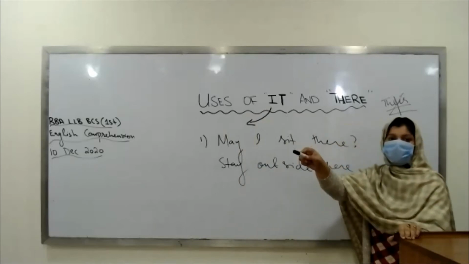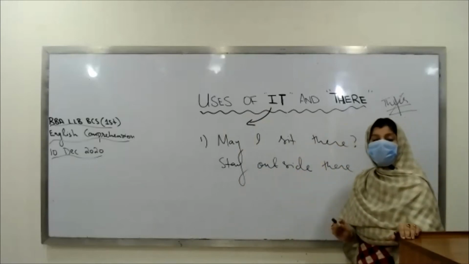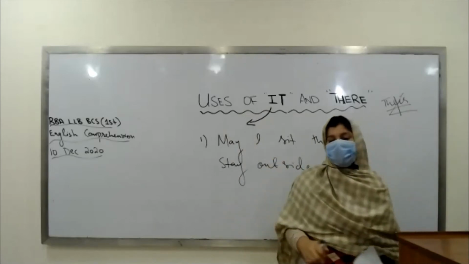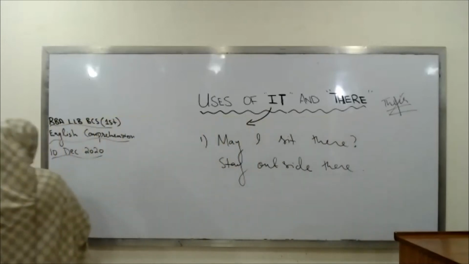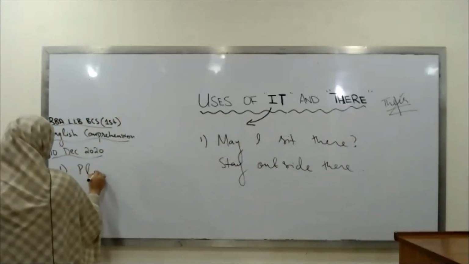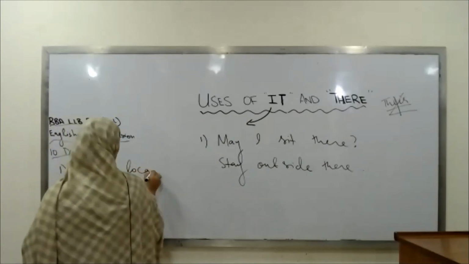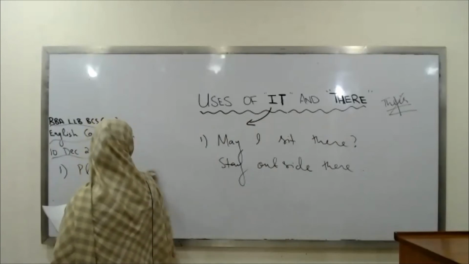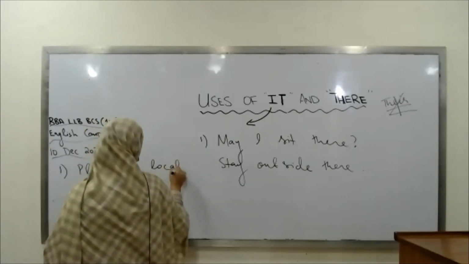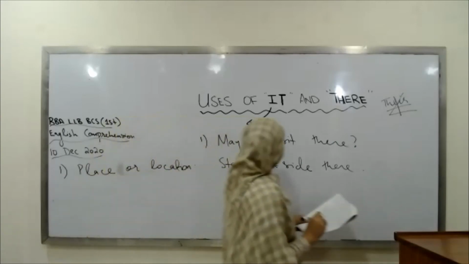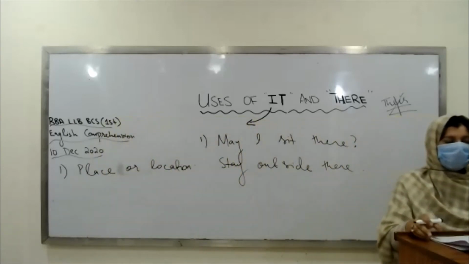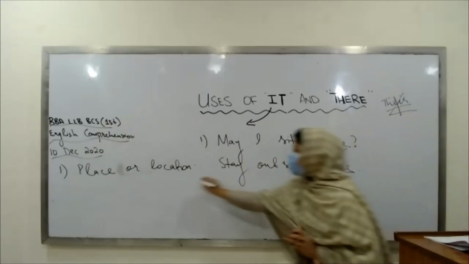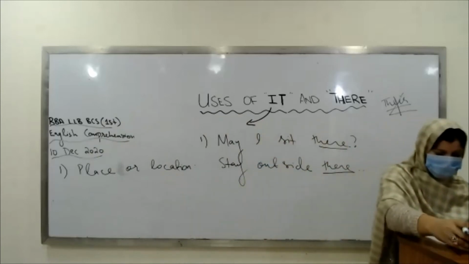Stay outside there. So it means you are pointing out towards any location. So it is the first use of there, that it is used for representing any place or location, right? May I sit there? May I go there? May I work there? So here you are using this there to represent the place or location, right?